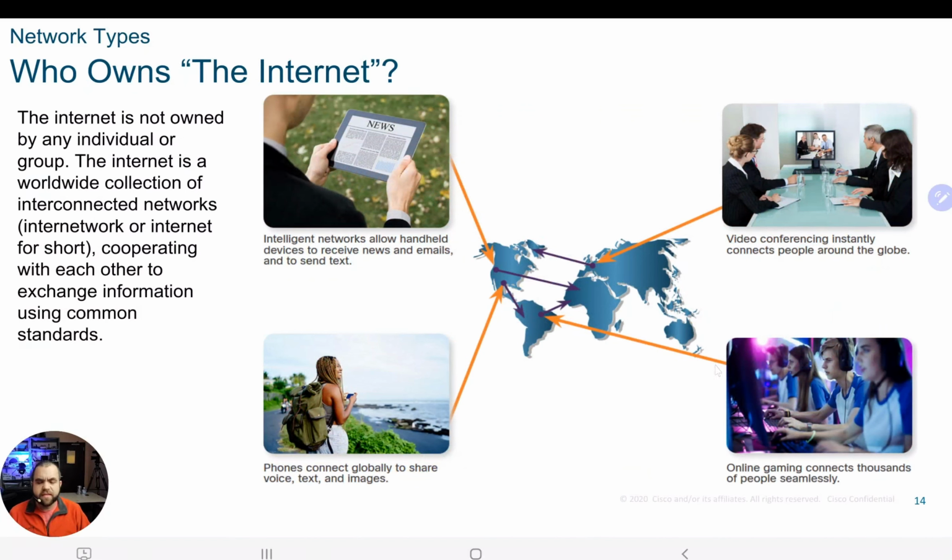So one question that I pose to my students is, who owns the internet? Is it a place that we go? Is there a big data center in the middle of the U.S. that holds the internet? Is it like Disney theme parks where you can just go through the gates of the internet and there you are? And no, it's not that at all.